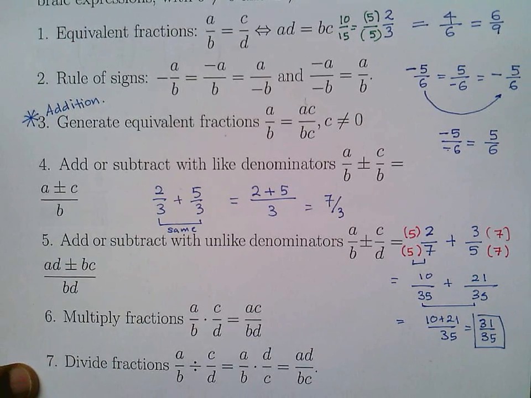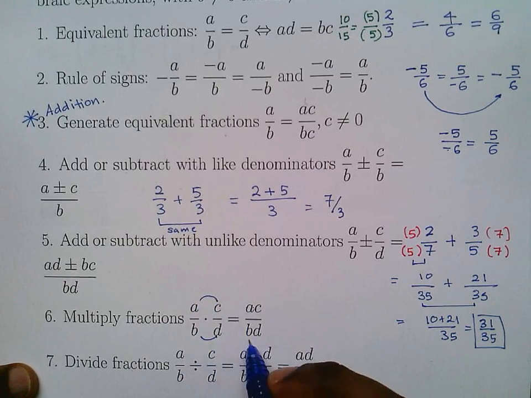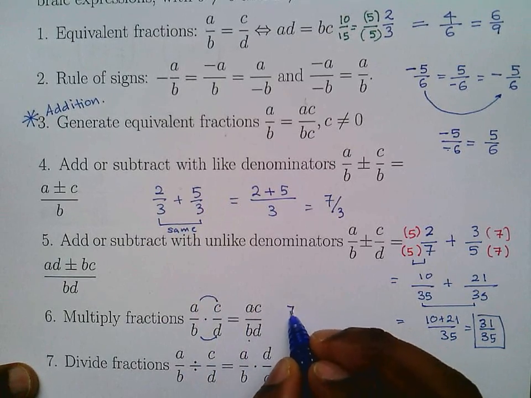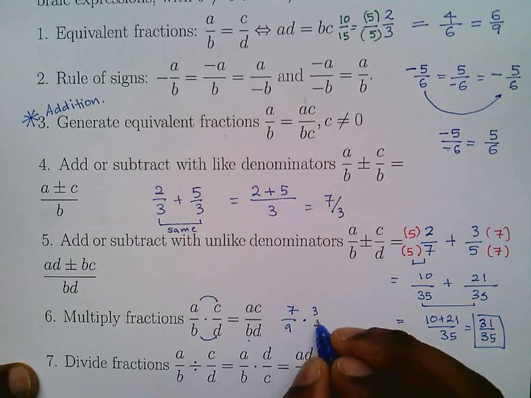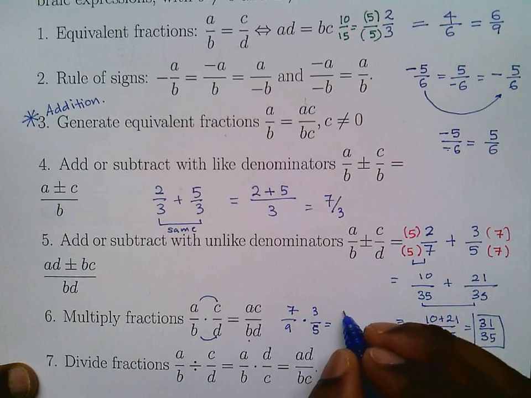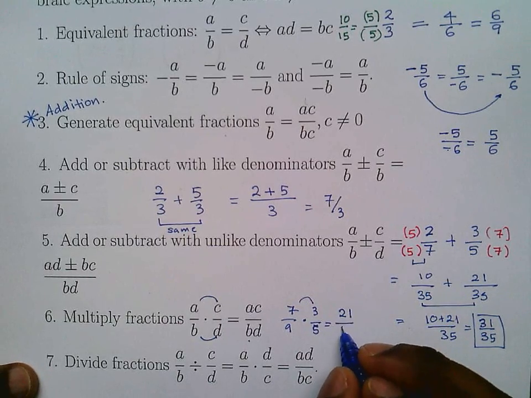And multiplying fractions is easy. Simply multiply the numerators together and multiply the denominators together. So for example, 7 over 9 times 3 over 5, and that would be 7 times 3 is 21, and 9 times 5 is 45.